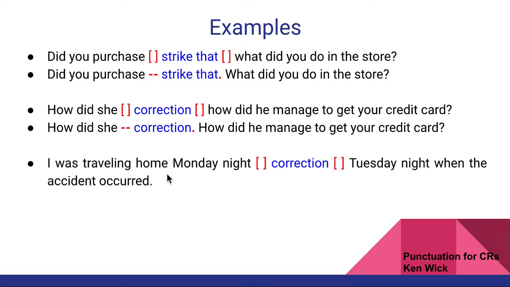But the last example is what I call a mid-sentence correction. I was traveling home Monday night, correction, Tuesday night, when the accident occurred. So here we don't have a false start. Someone in the middle of it says Monday night, correction, says they're going to correct themselves, change it to Tuesday night, and then they continue. Just like LMEG has no specific rule for strike that or correction, it just considers it an interruption, so correct in setting off with dashes.